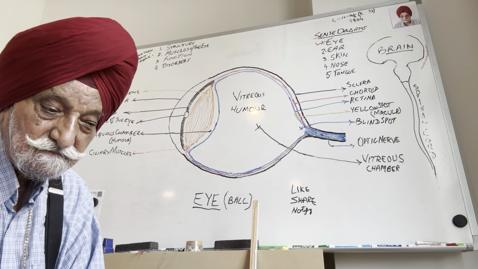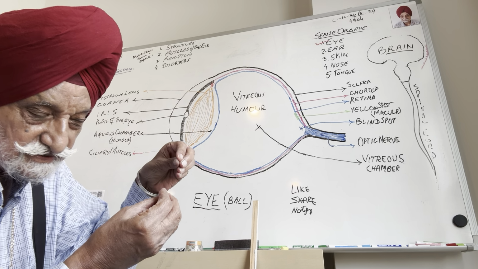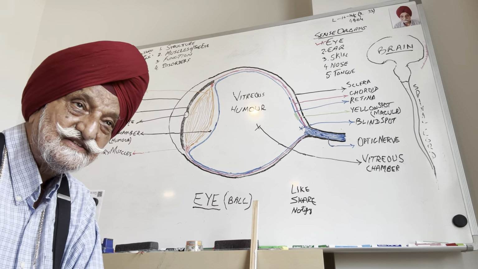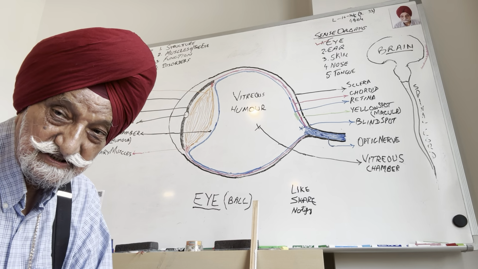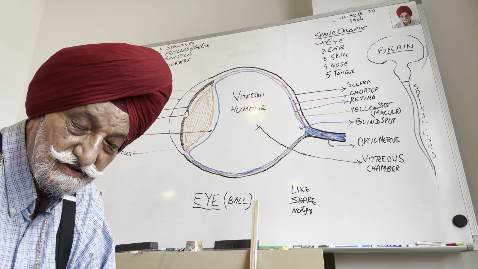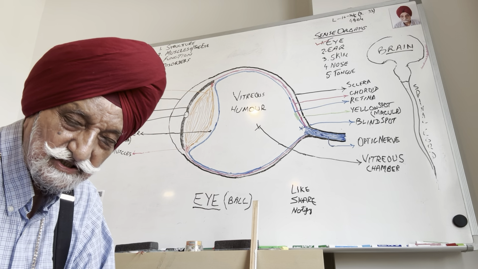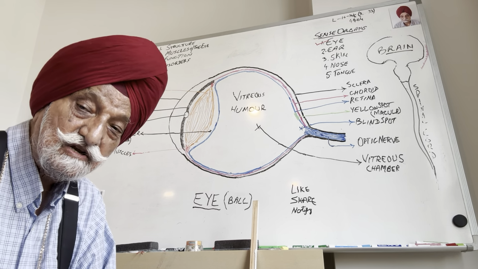Similarly, if the ciliary muscles are contracted and the lens is made thin, I mean the focal length is increased, then the objects at a short distance cannot be seen. That's called long-sightedness.